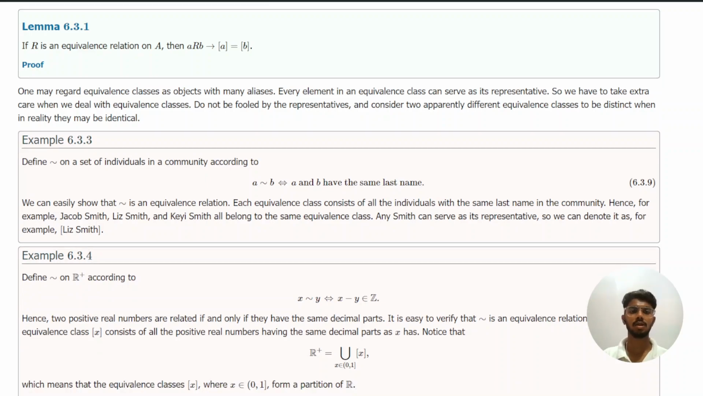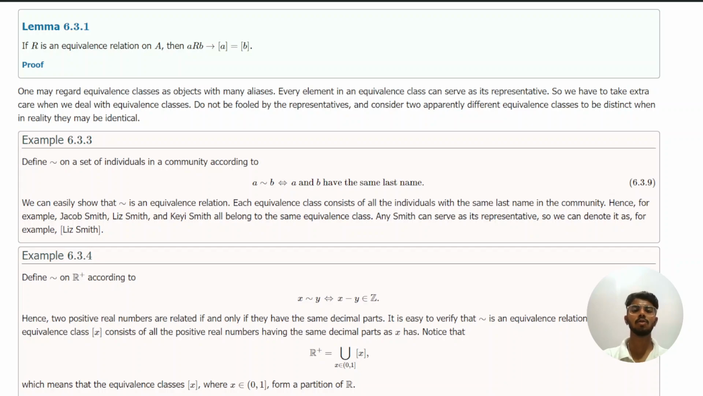We can easily show that this is an equivalence relation. Each equivalence class consists of all the individuals with the same last name in the community. Hence, for example, Jacob Smith, Liz Smith, and Kay Smith all belong to the same equivalence class. Any Smith can serve as its representative, and we can denote it as, for example, [Liz Smith].